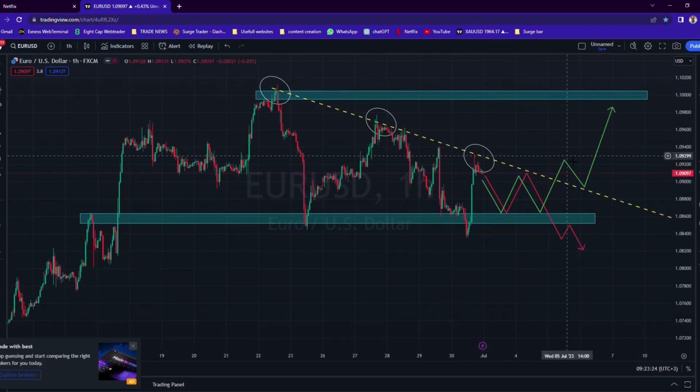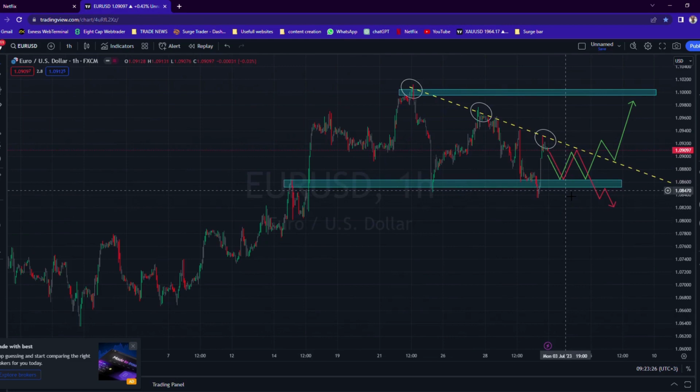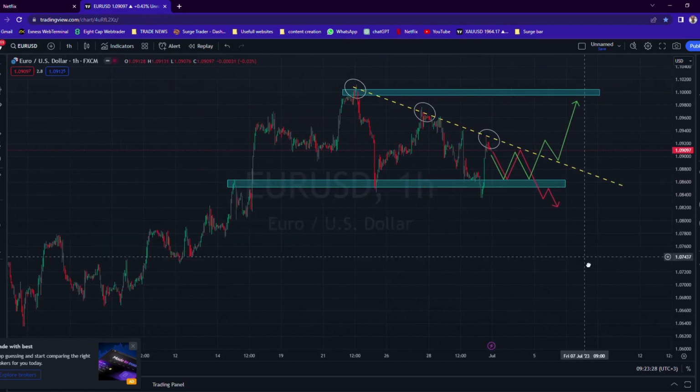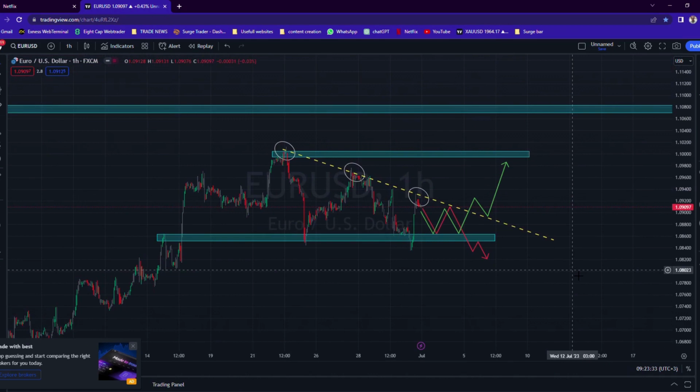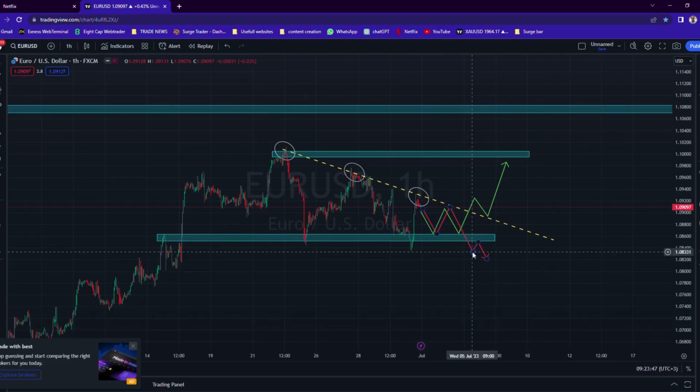So for Euro USD, as you can see, trend line is still holding. Break to the downside or break to the upside, everything is possible, because in trading we do not predict the market, we react to the market structure and wait for our confirmations to take the orders. So this is Euro USD. We still have two possibilities: break to the downside, break to the upside.